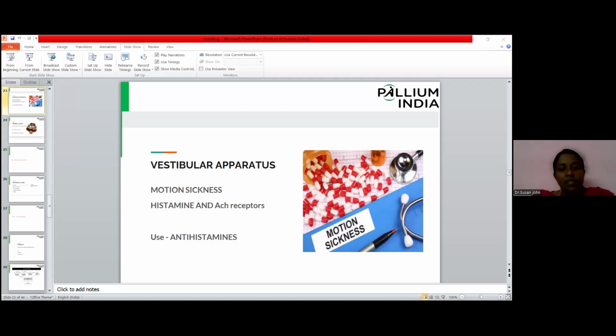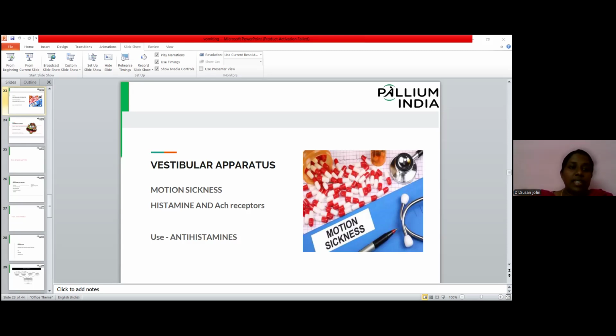So next we are dealing with the vestibular apparatus. While we are discussing the vestibular apparatus, there is motion sickness. Some people have this problem, that is motion sickness. Here, histamine and acetylcholine receptors are stimulated. While the histamine receptors are stimulated, it will send signals to the vomiting center, and that will result in vomiting. So in those cases, we are considering antihistamines.